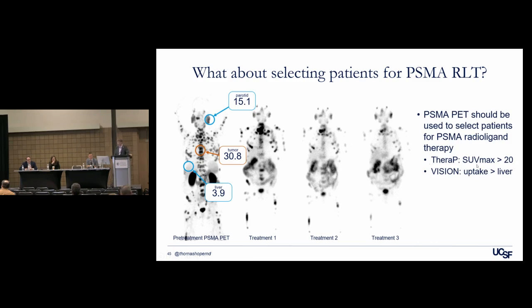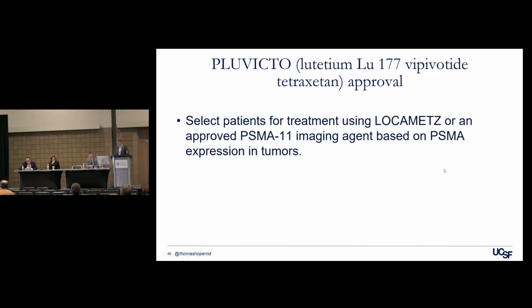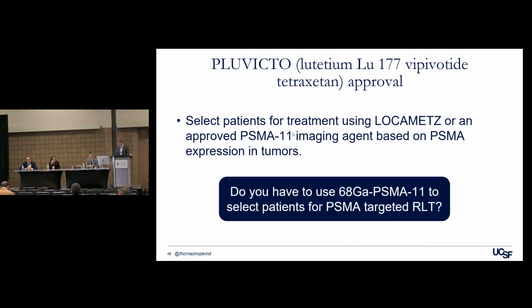One of the issues is that the therapy trial, which I'm not going to go into too much, used an SUV max cutoff. The VISION trial, the one that led to FDA approval in the US, had uptake greater than liver. And so this uptake greater than liver is a really important point because physiologic uptake in the liver matters. So Pluvicto, interestingly, in the package insert, this is lutetium-177 PSMA-617, it's obviously indicated for treatment of mCRPC, but it says in the package insert to select patients using Locametz or a PSMA-11 imaging agent. Okay, so Locametz is just PSMA-11. So in essence, the package insert for Pluvicto says you have to use PSMA-11 to select patients, and I think we don't believe that.